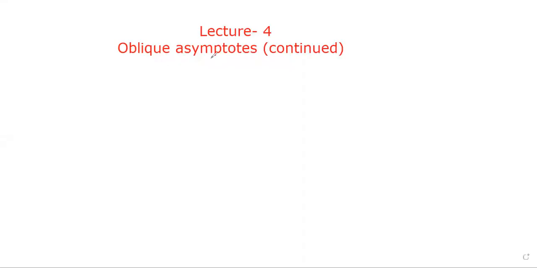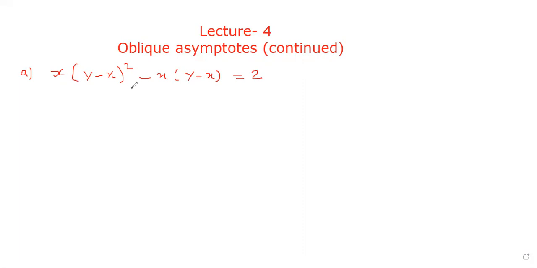Oblique asymptotes continued. Question is, we have to find out all the asymptotes for the curve x times (y minus x) whole square minus x times (y minus x) equal to 2. Here, we have to check the highest powers of x and y.